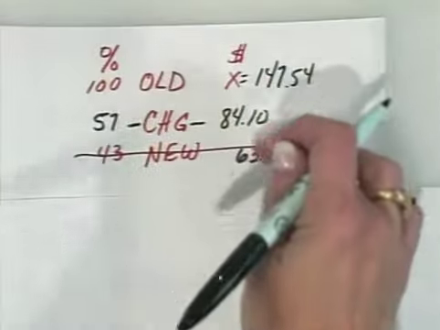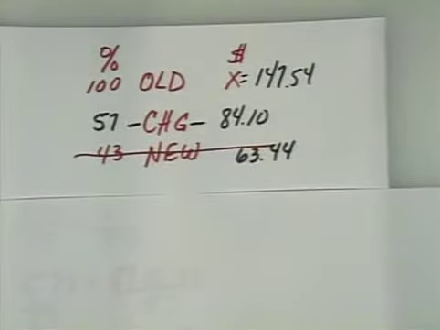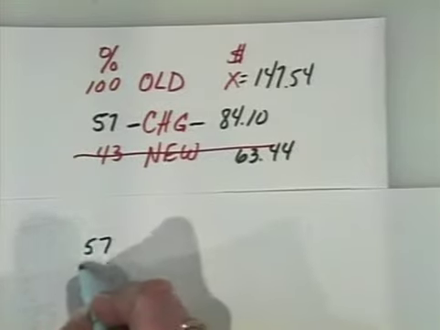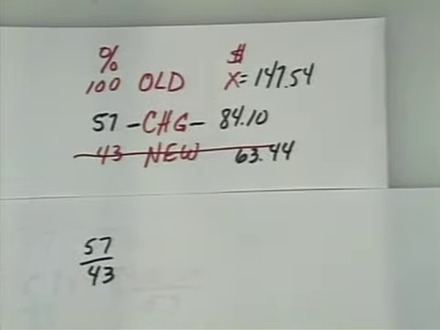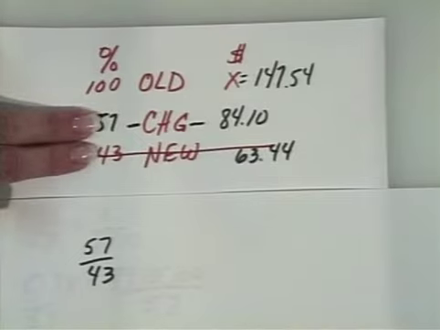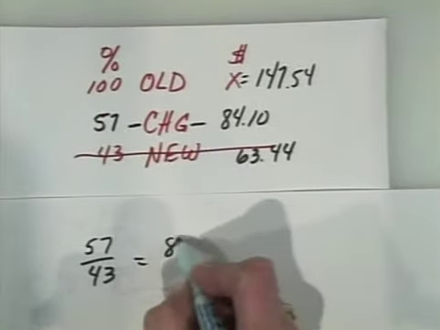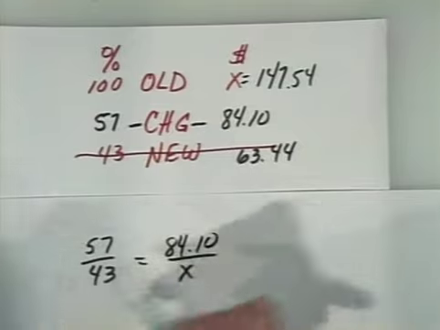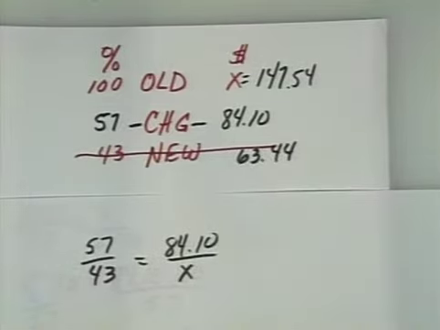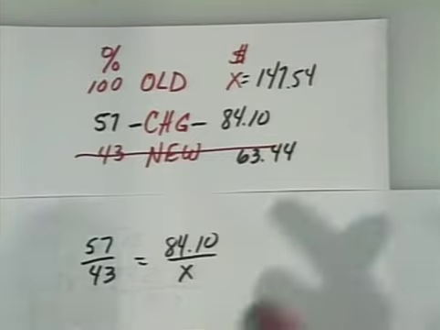Let's say that I did not want to come up with the old. I just wanted to come up with new. Come back to these original 3 lines. I could have said 57 is to 43. Do you see where I'm coming up with these numbers? Proportionally the same as 8410 is to x. When I cross multiply, I would come up with 63.44.